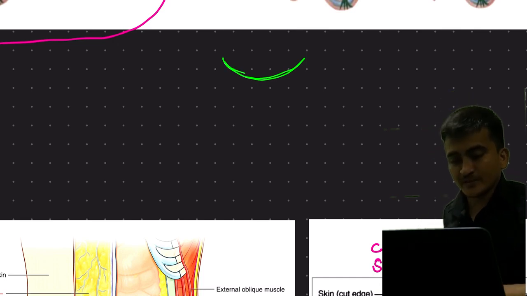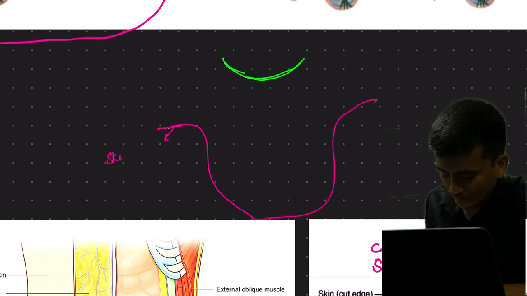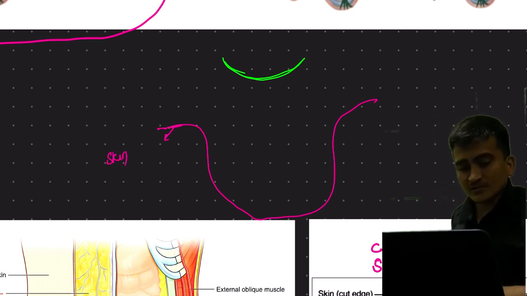This is our peritoneum. Now, the outermost layer of the anterior abdominal wall is what? The outermost layer is skin, right? So this is skin. The outermost layer is skin.